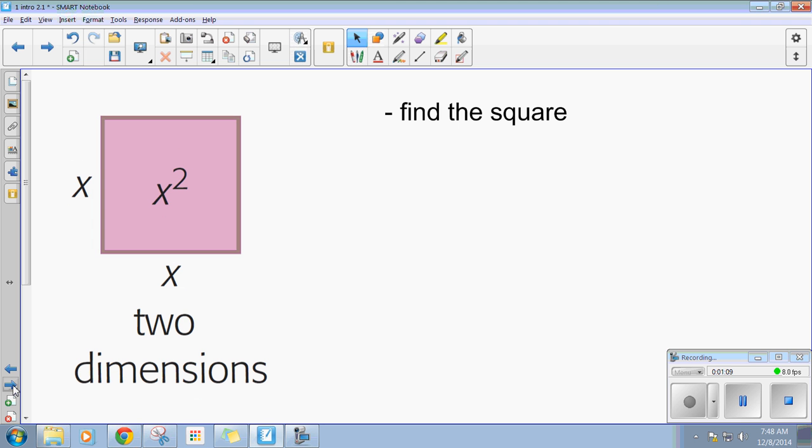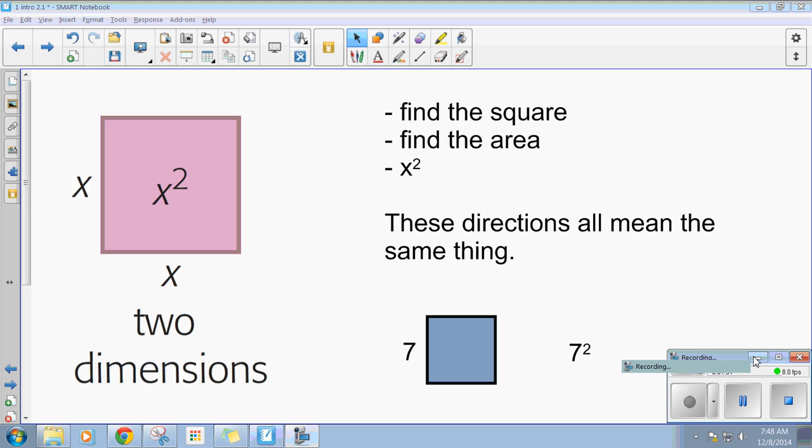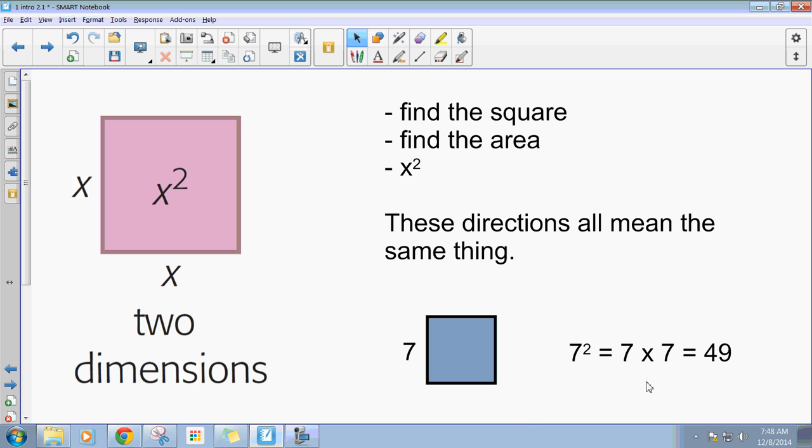This will look a couple of different ways in questions. First, questions will ask you to find the square, or a question might ask you to find the area, or it might simply be written in mathematical form of x to the power of 2. These directions all mean the same thing. This picture, where they're showing you a square with side length of x, is the same thing as x squared, which is the same thing as 7 times 7, and then the result is 49. Each of these items all mean the same thing.